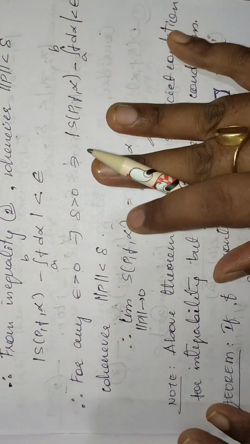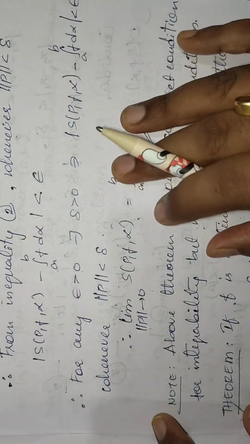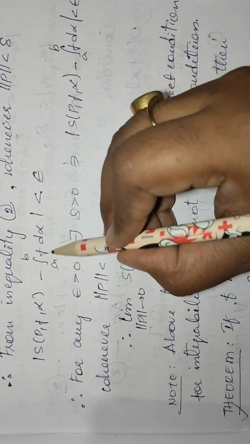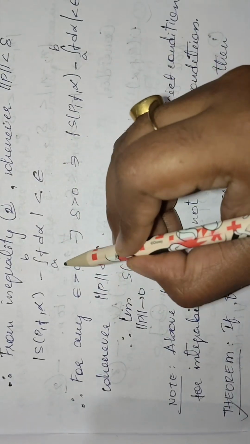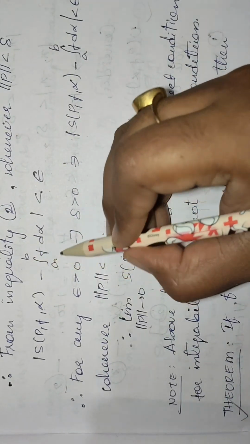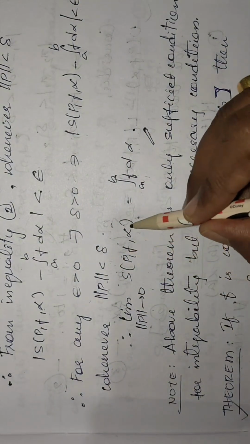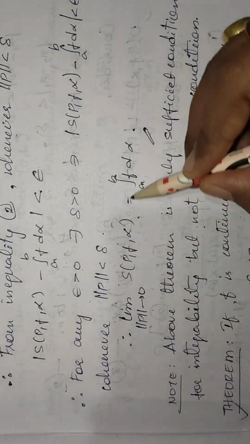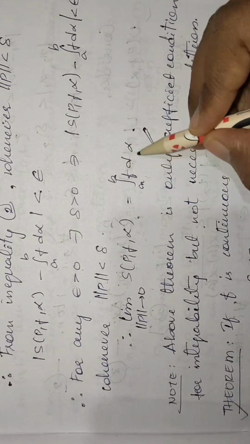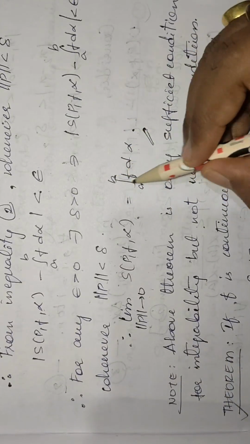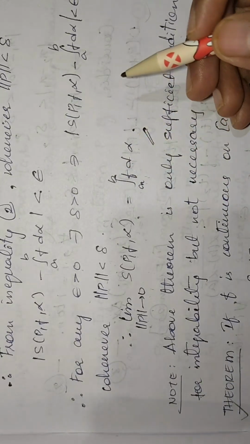See, actually this is the definition of convergence, and in place of A we have got this integral. Okay, so in place of A we have got this integral, meaning the limit of s(P, f, α) as norm P tends to 0 is equal to, instead of A, this ∫ₐᵇ f dα.